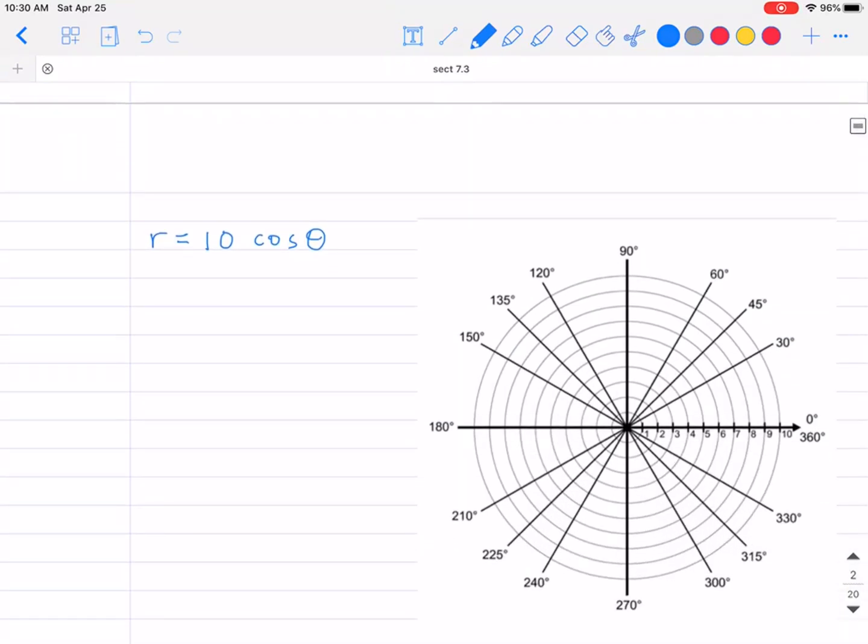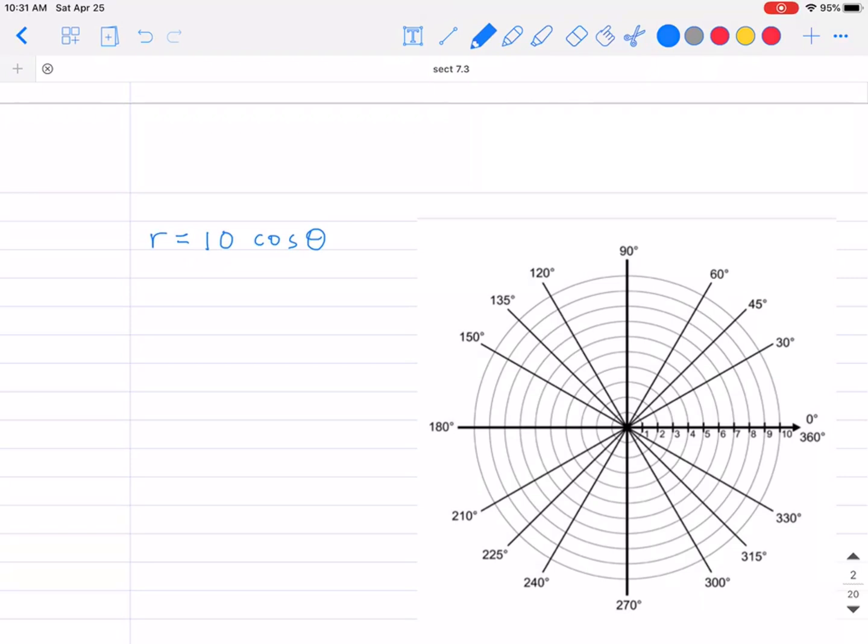Okay. Now let's look into something that's a little bit more complex. I'm going to try to use just strictly r and theta first to try to solve for this. Now, r is equal to 10 cosine of theta. This one is a little bit more complicated, but it's still doable.